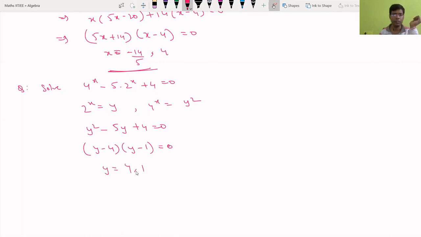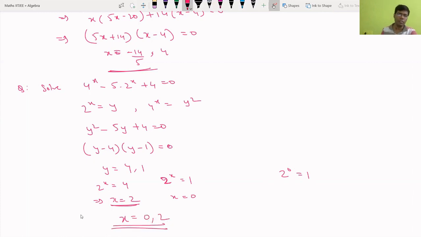Now when y is equal to 4, what is my x? 2 power x is equal to 4, which implies x is equal to 2. So this is one solution. Now when my y is equal to 1, that means 2 power x is equal to 1, which is possible when x is equal to 0, because we know 2 power 0 is 1. Anything to the power of 0 is 1. So in this case, when x is 0, then it becomes 1. So my x is equal to 0 and 2. This is my solution of this equation.